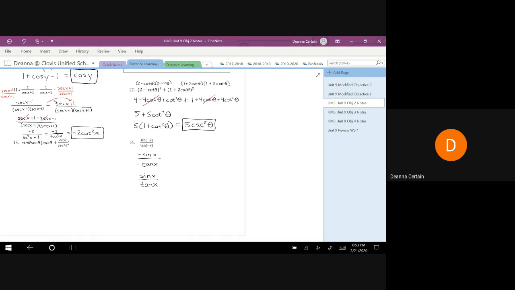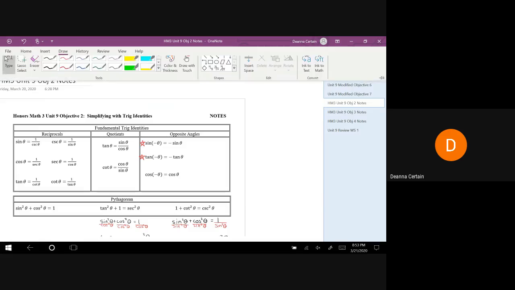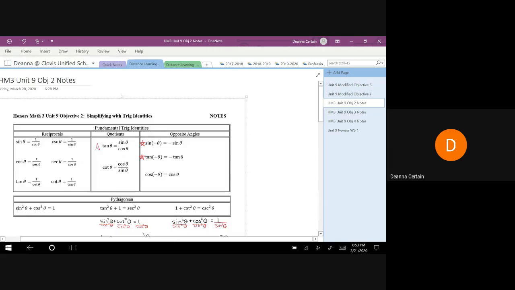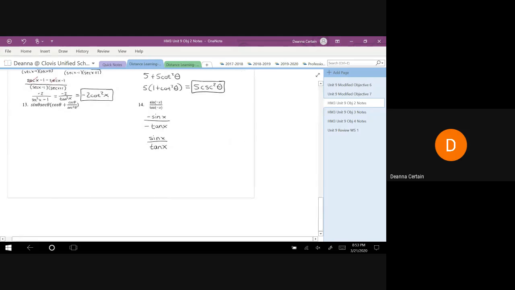Okay, so simplifying at this point, you're looking at it going, well, I don't know, but I do know that tangent is the same thing as sine over cosine, so maybe I plug that in and hope that unlocks something about my problem.